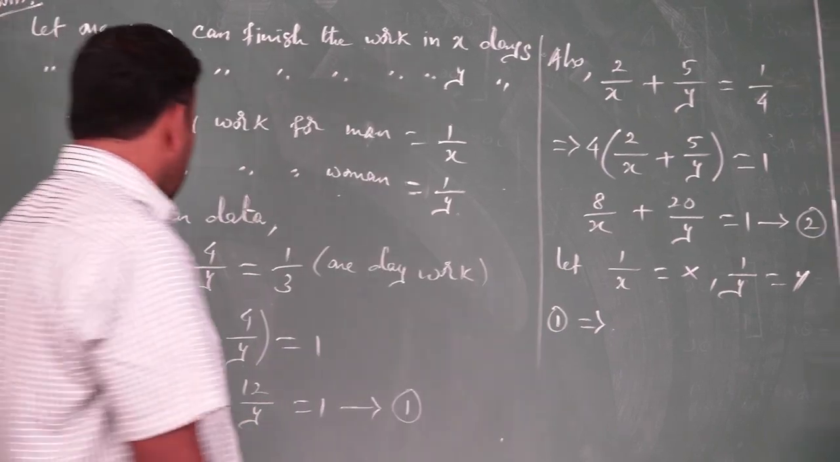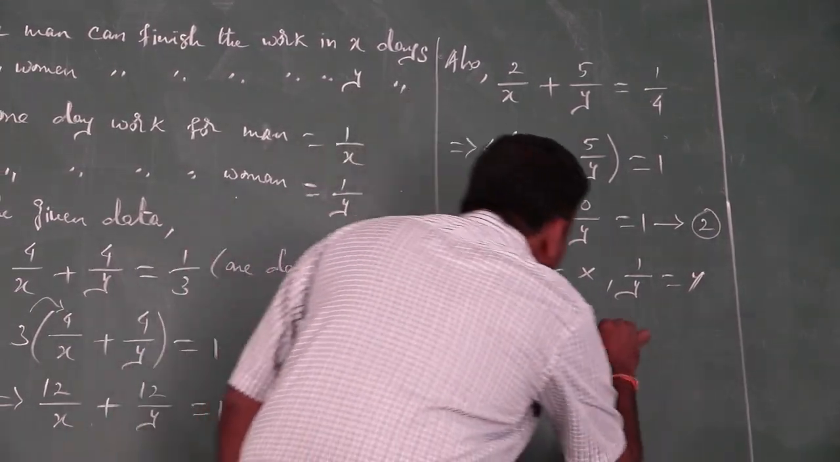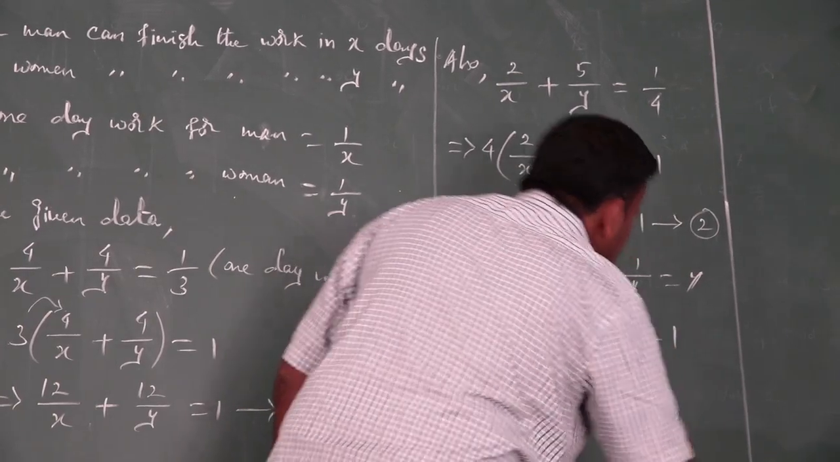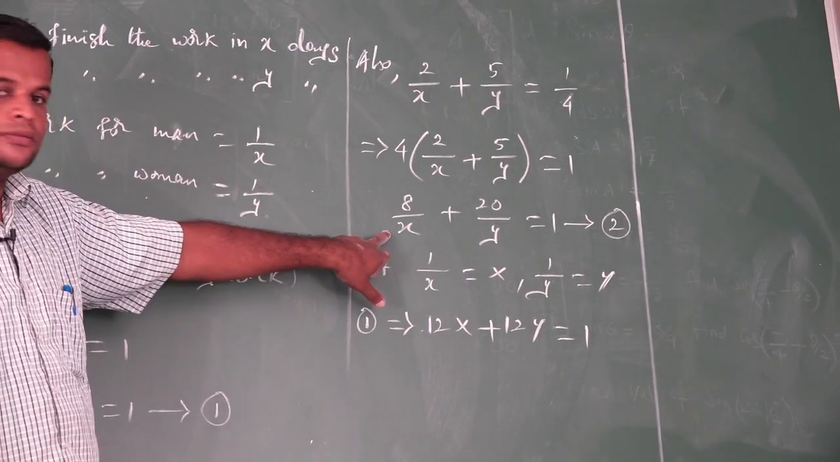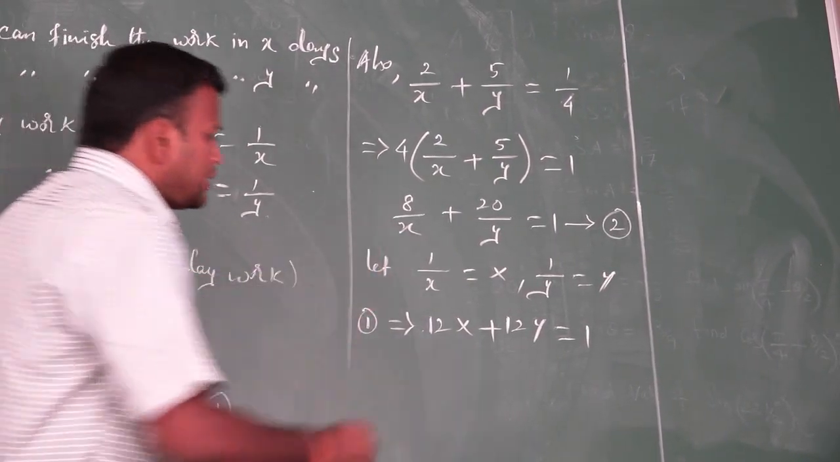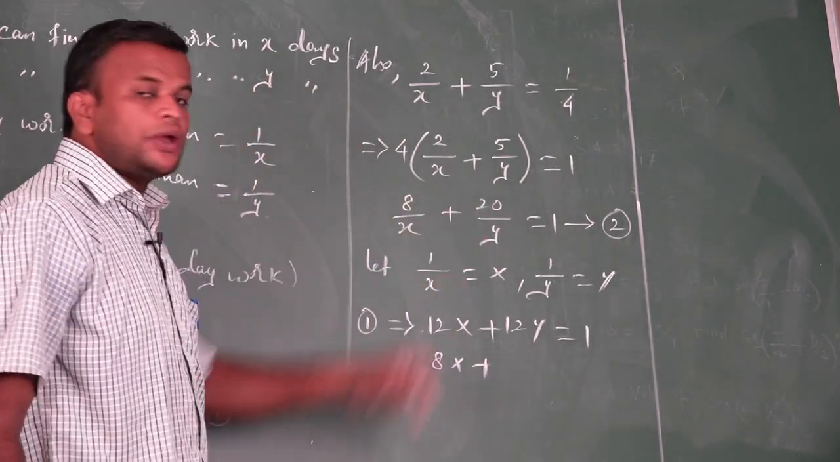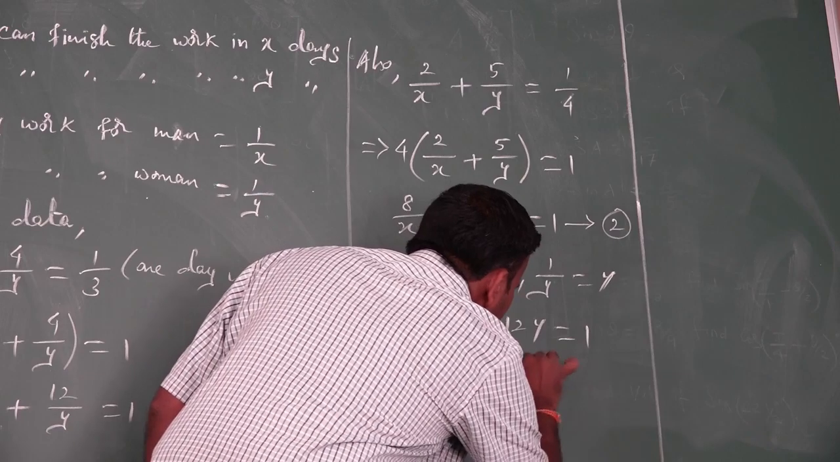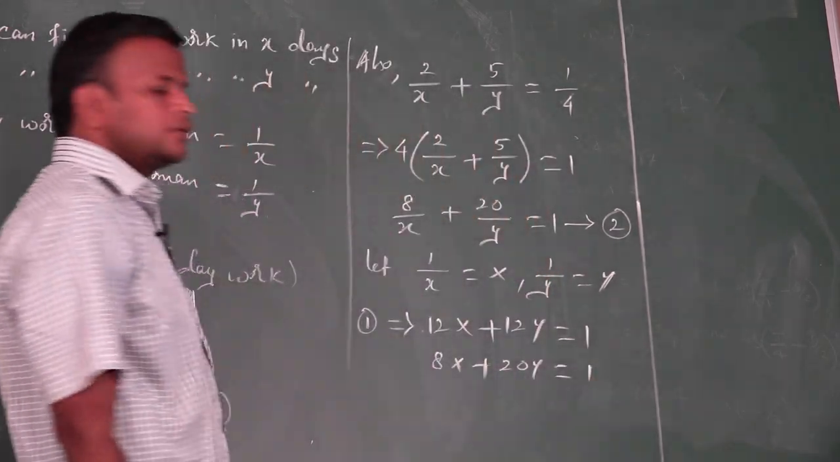So the first equation becomes 12X plus 12Y is equal to 1. How to change the second equation? In the same manner, 8 by x becomes 8X plus 20 by y becomes 20Y is equal to, RHS is 1.